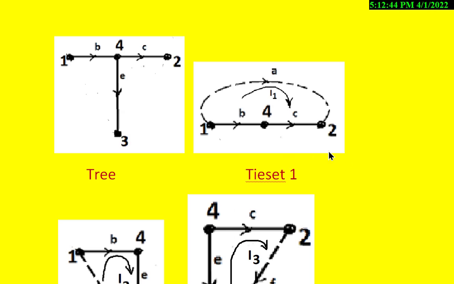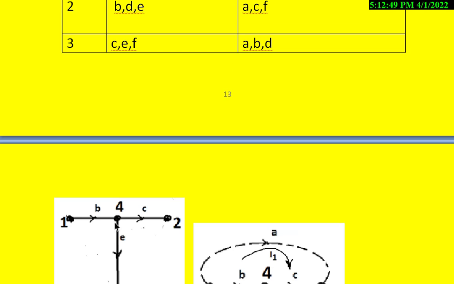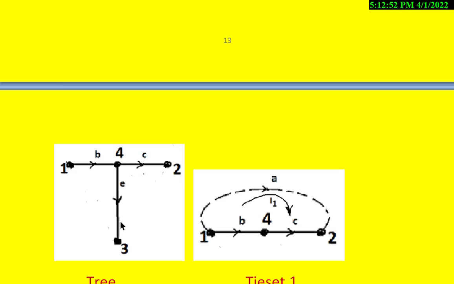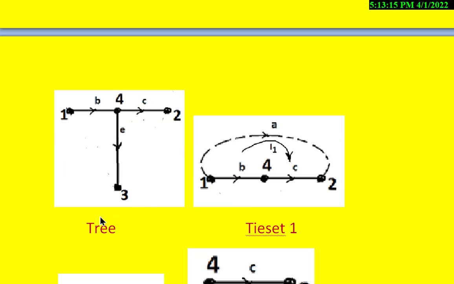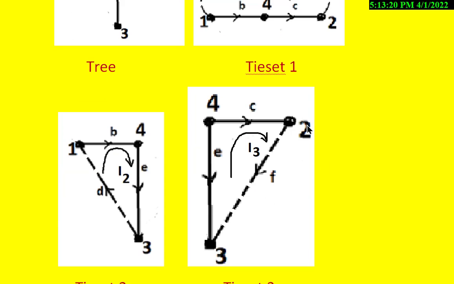And these Tiesets are obtained only after getting the tree. So a tree is nothing but a graph which connects all the nodes without forming any closed path. Look at this, 1, 4, 2, 3. All nodes are connected and the connecting lines we call twigs and they are thick lines. So using this, we have to find out Tieset 1, Tieset 2, Tieset 3. Each Tieset will have only one link like this.